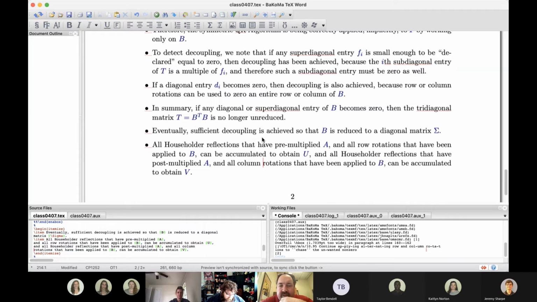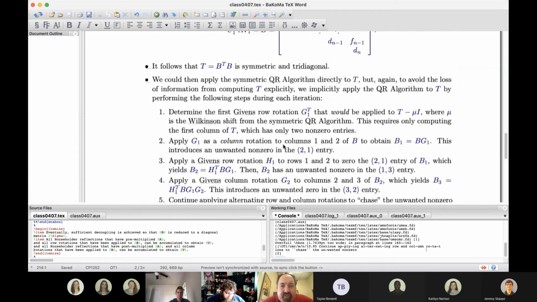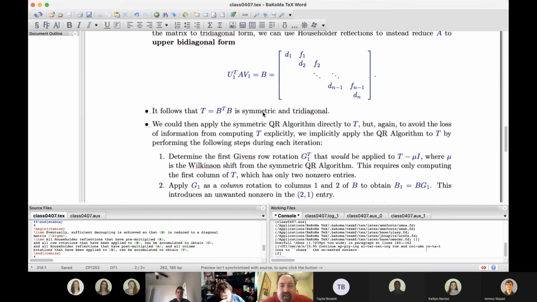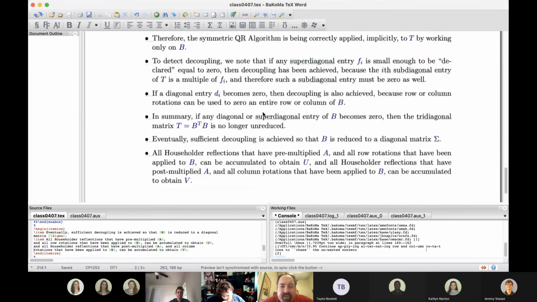So all of the Householder reflections that are multiplied on the left with A, starting with these, the accumulation of all of these Householder reflections or Givens rotations make up U, and the accumulated product of all of the Householder reflections or Givens rotations applied on the right of A, those make up V.